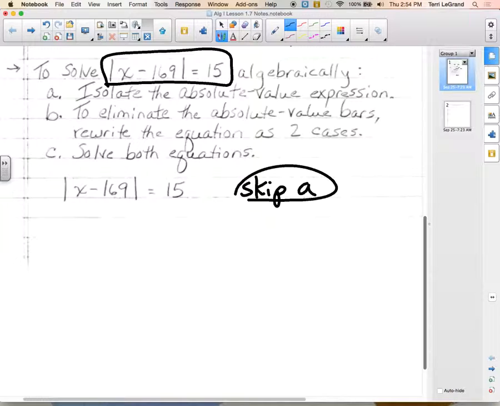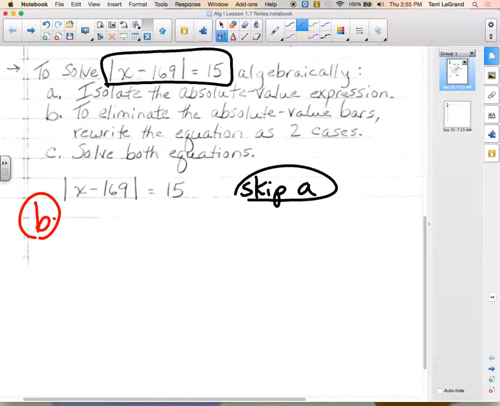Skip that step. Move on to step B where it says, to eliminate the absolute value bars, in other words, we need to get them out of there. Hear me on this, absolute value bars are not grouping symbols. We cannot do distributive property and treat them like parentheses. We never treat absolute value bars like parentheses. They are their own, one of a kind. They belong in their own category. They don't get to be called a grouping symbol.